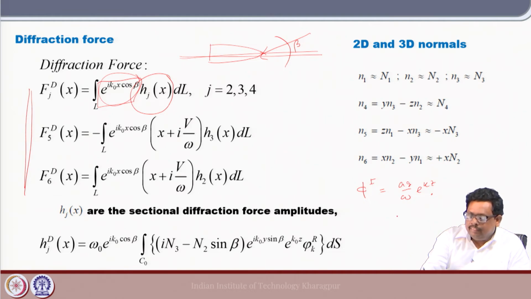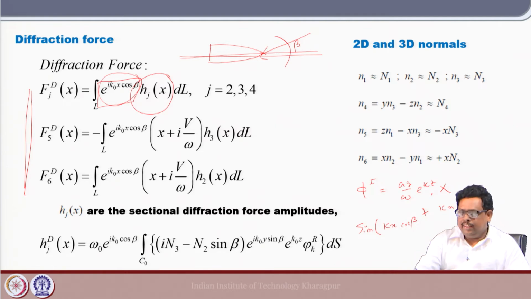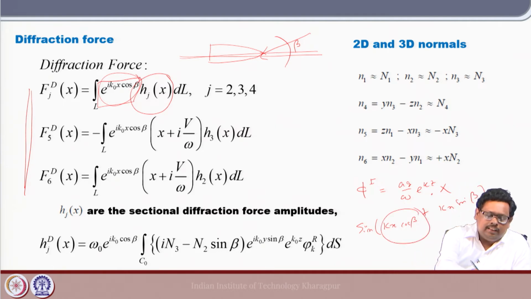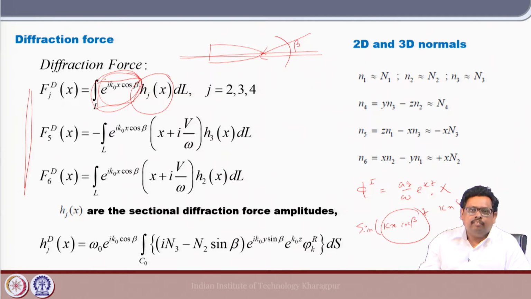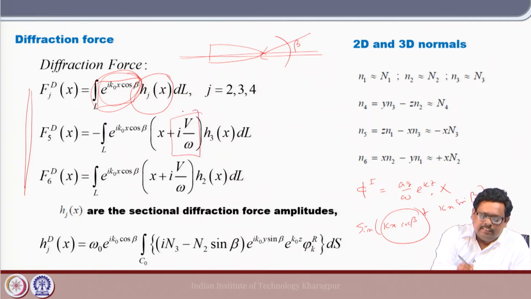We are writing this as sin into k x cos beta and then plus k x sin beta. Now, we have here this k x cos beta, and that is why you are having these things here. And these terms, again, as I said, are a forward speed correction. Because of the forward speed it is coming, and we are not going into detail on this theory, how these terms come here.